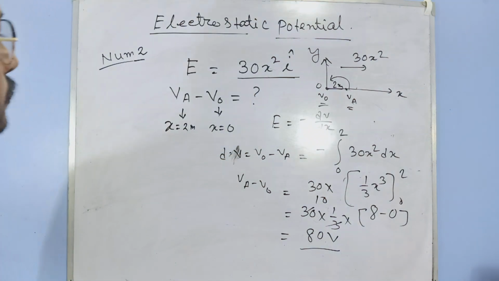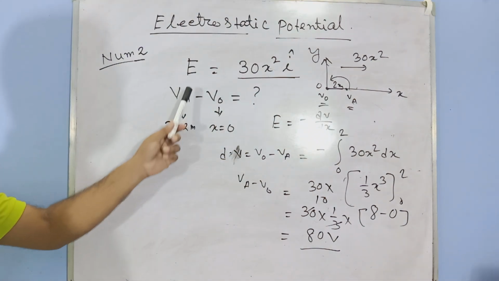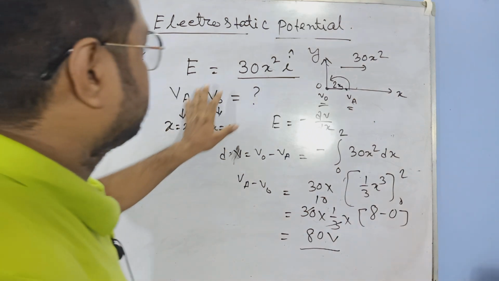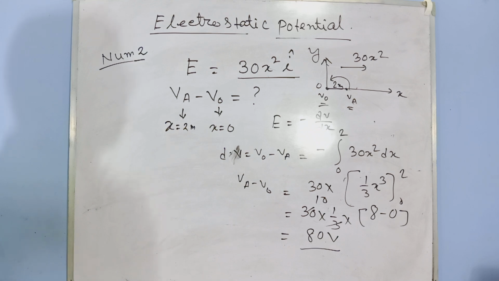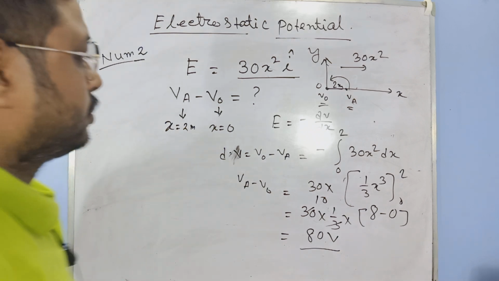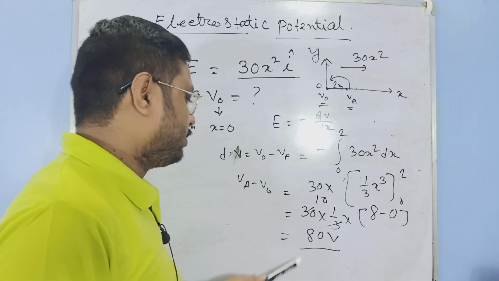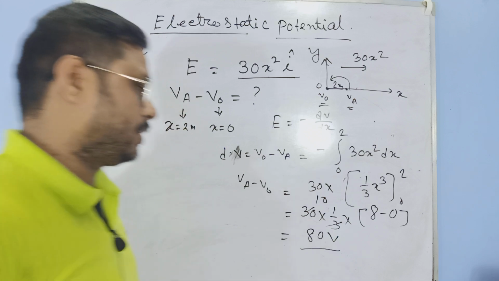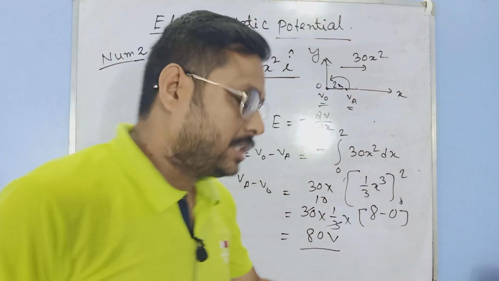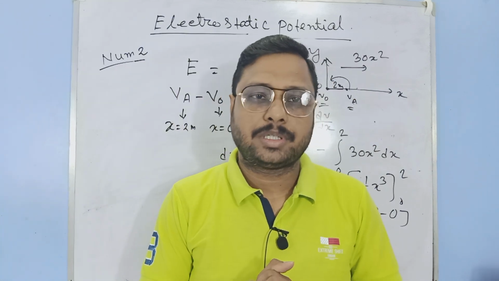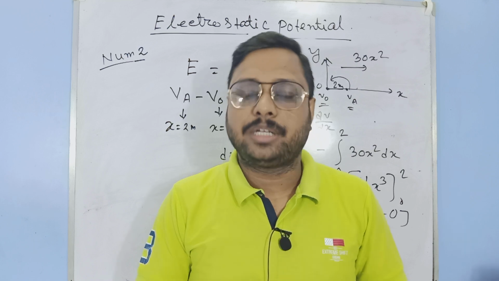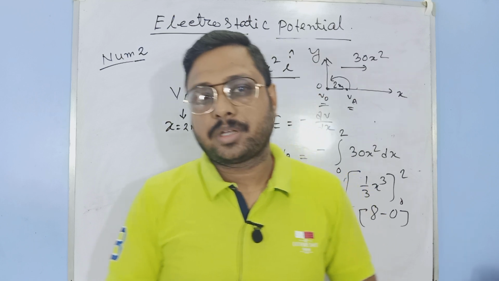So we can find out E as V is known, and we can find out V as E is known. So we can get this value 80 volt. So in this way we can find out different problems related to electric field and electric potential.